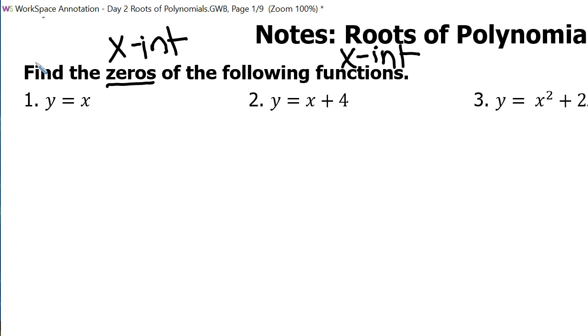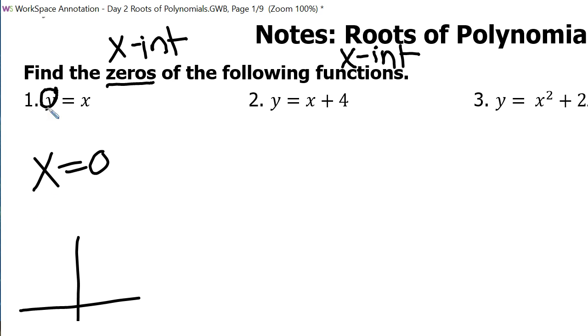So if I put a 0 right here, well, what's the x-intercept? It's just 0. So x equals 0. Now, if I were to sketch a graph of that real quick, y equals x, what is that called? The parent function. And there it is. And where's it hit the x-axis? At 0. So it works.